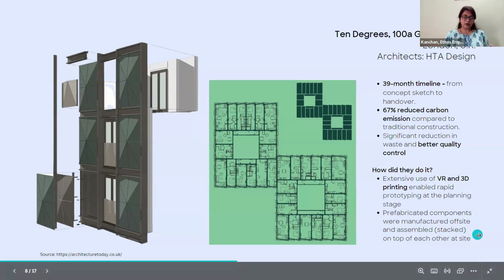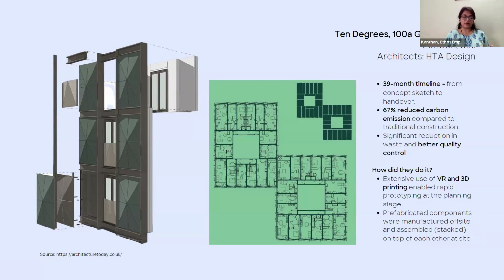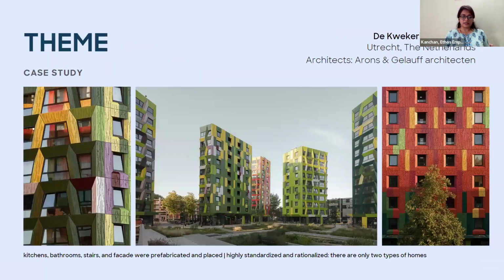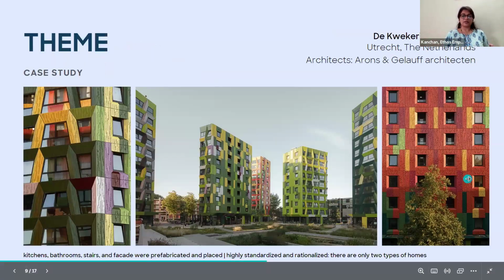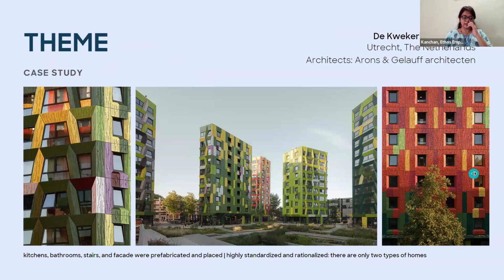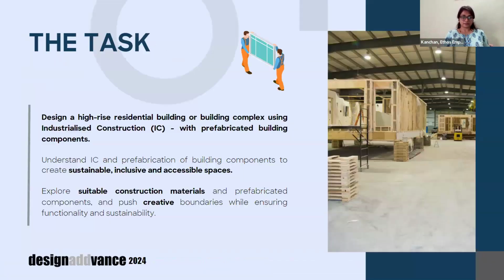And the prefabricated components were manufactured offsite and they were assembled later on top of each other at the site. A similar case study is these apartments, the Koekerijs apartments in Utrecht, Netherlands. So kitchen, bathroom, stairs, facade, they were all prefabricated and just placed or assembled there on site. It's a very highly standardized and rationalized project. You can also look it up.